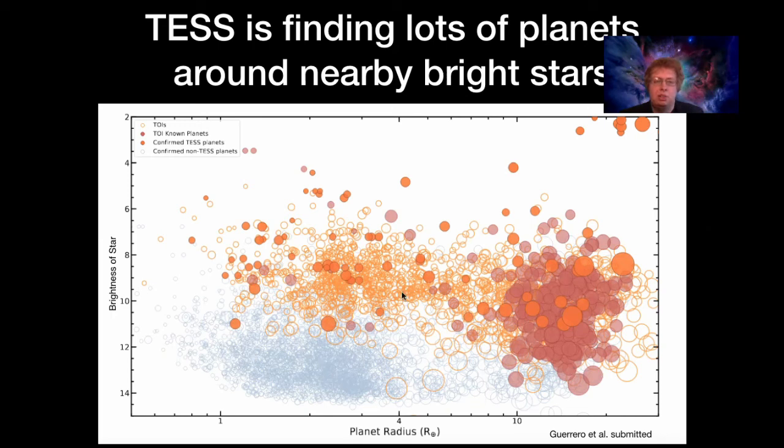TESS is discovering tons and tons of planets that are both small and bright, and therefore really interesting planets for us to look at and study their atmospheres. So over the next couple of years, we hope that we'll be able to turn all of these unfilled orange circles into filled orange circles. We'll confirm that these really are planets, and then we'll be able to study them with our powerful telescopes and learn more about the atmospheres of these planets than we could have with the planets that we knew about before TESS launched.